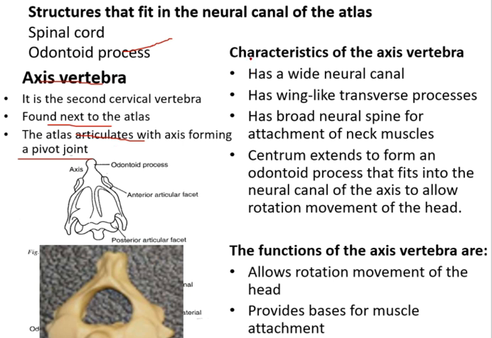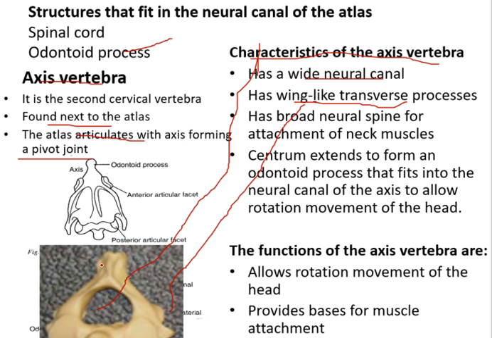Let's look at the characteristics. It has a wide neural canal, and we said earlier this is the canal which allows passage of the spinal cord. Then it has a wing-like transverse process here, which provides surface for muscle attachment. Then a broad neural spine.